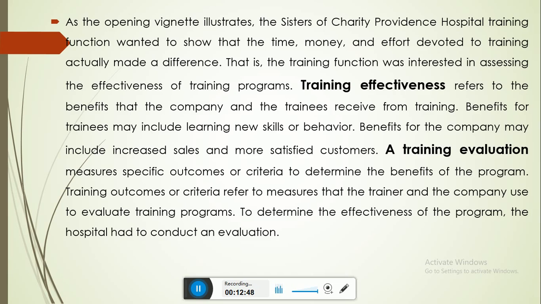When you are doing training evaluation, it will help you to find out the result before the training and after the training. So the training function was interested in assessing the effectiveness of the training program. There is training effectiveness, which refers to the benefit that the company and the trainees receive from training. Benefits for trainees may include learning new skills or behaviors, and benefits for the company may include increased sales or more satisfied customers. So those are the two benefits.